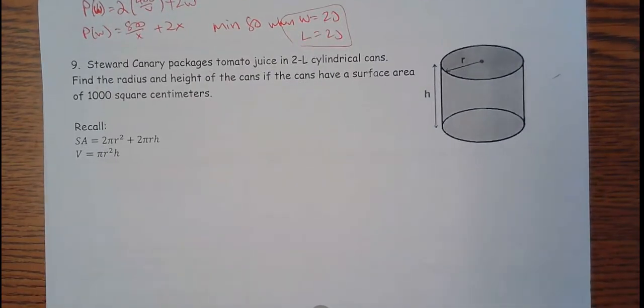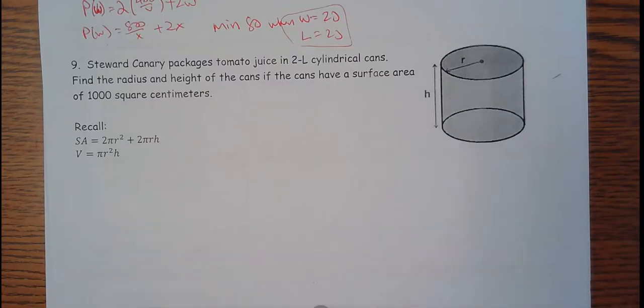Steward cannery packages tomato juice in 2-liter cylindrical cans. Find the radius and height of the cans if the cans have a surface area of 1,000 square centimeters.